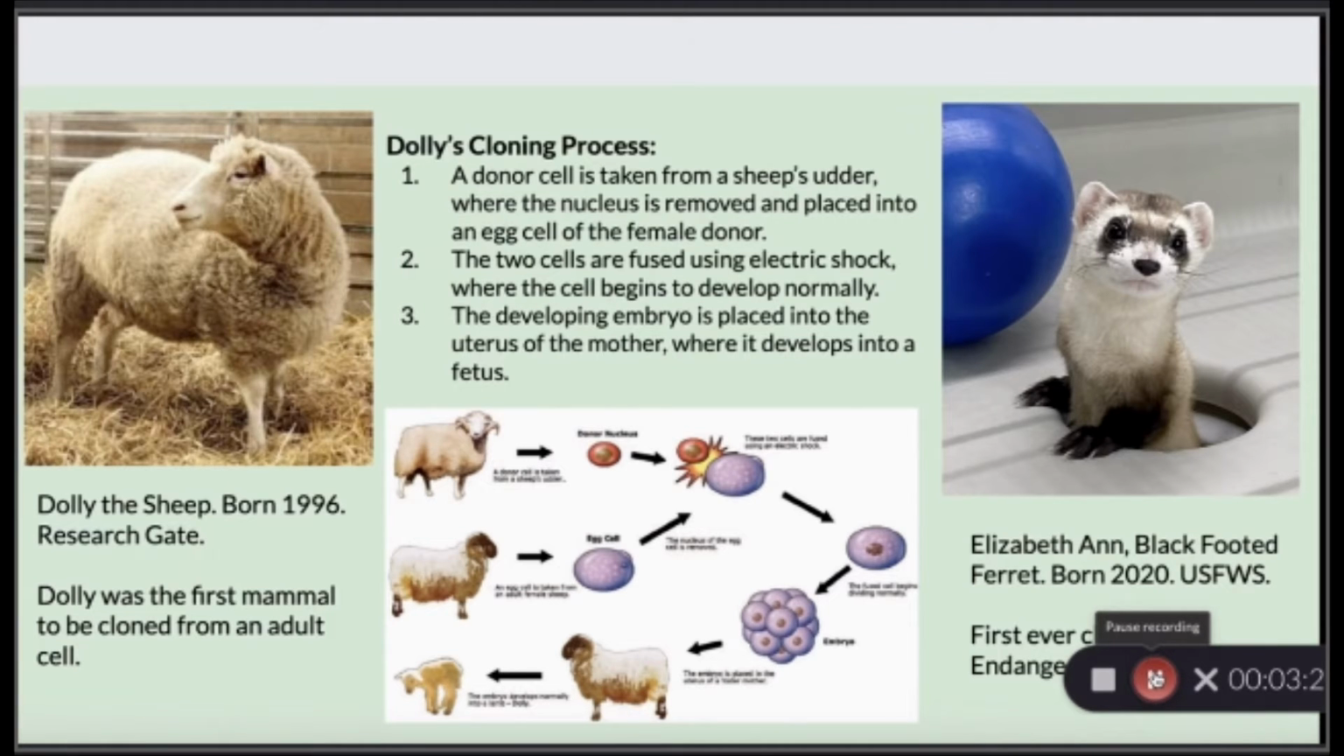Another example of this is Elizabeth Ann, who was a cloned black-footed ferret. She was born in 2020, and she was the first ever United States endangered species to be cloned. Her species is endangered and has already extremely limited genetic diversity, but her birth signified a change in the world of conservation biology.